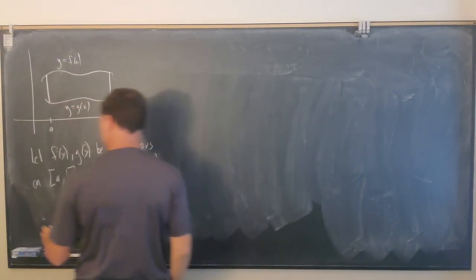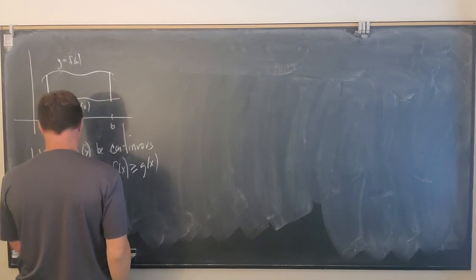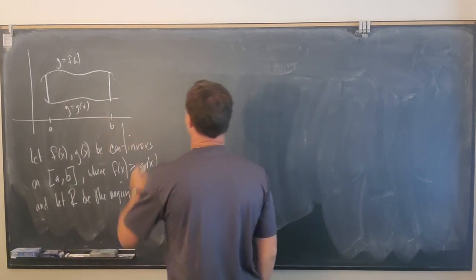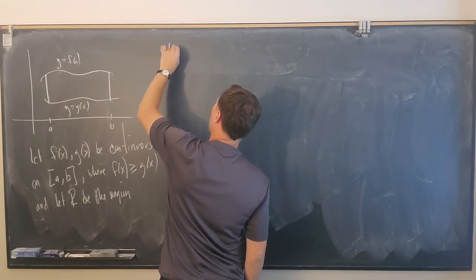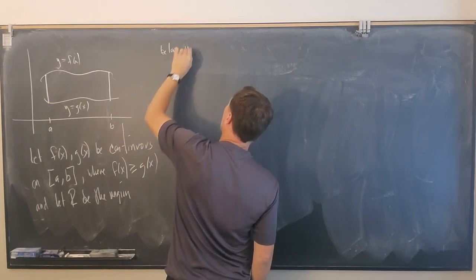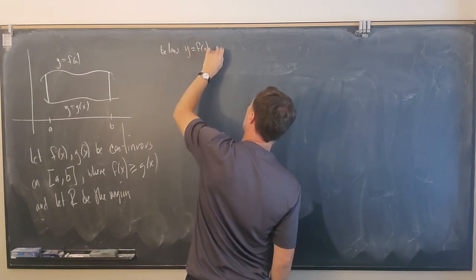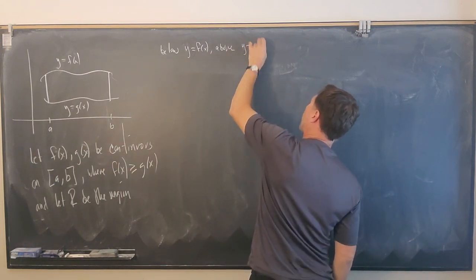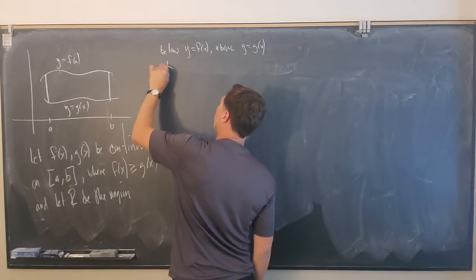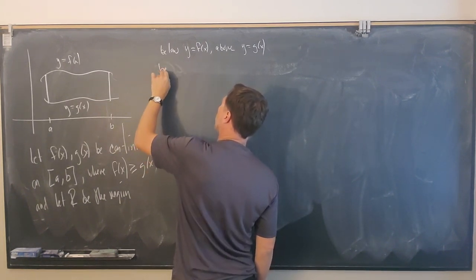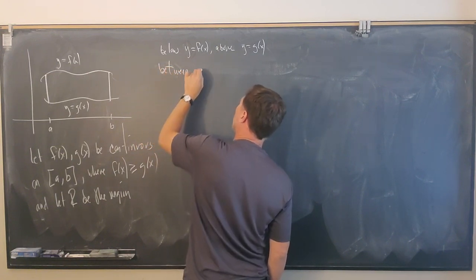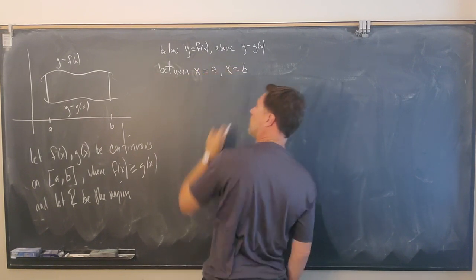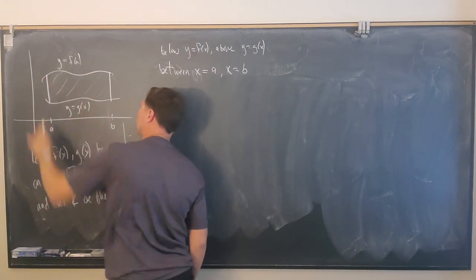So let's say, and let capital R be the region below the graph y equals f of x, above the graph y equals g of x, between the vertical lines x equals a and x equals b. So our region capital R is right there.